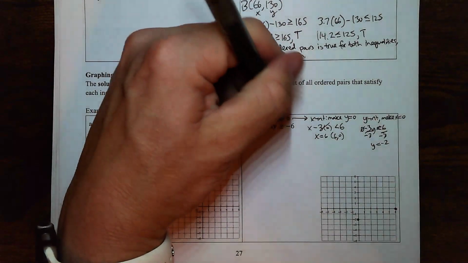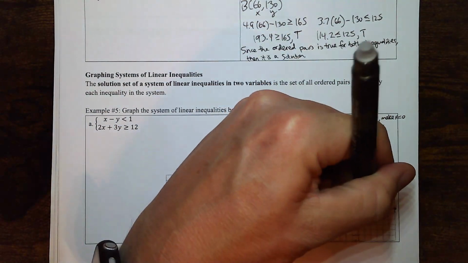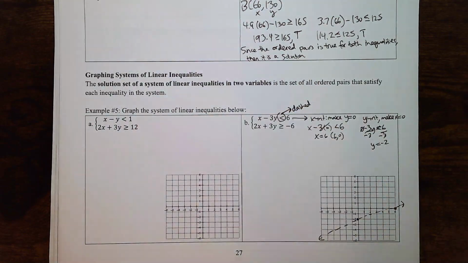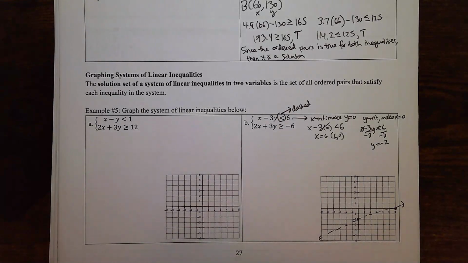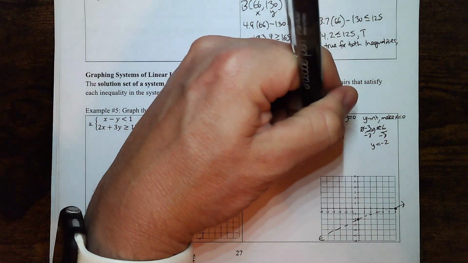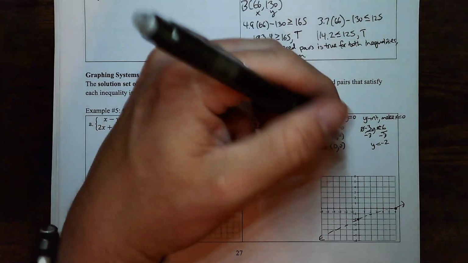Now, this one's going to be dashed because there's no equal to. I'm going to have a dashed line. Now I've got to figure out where the shading is. I'm going to do some light shading here because I want to be careful, since there's going to be multiple regions of shading. I'm going to pick a point not on the line, 0, 0.